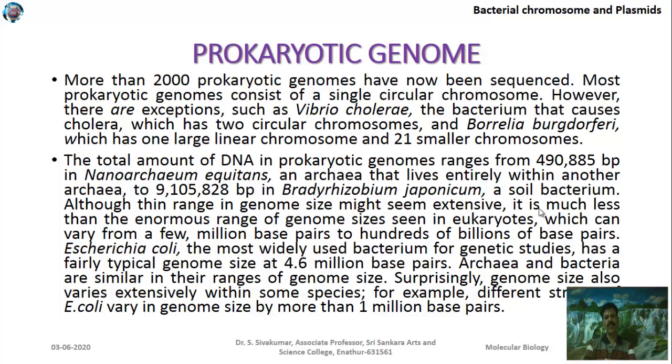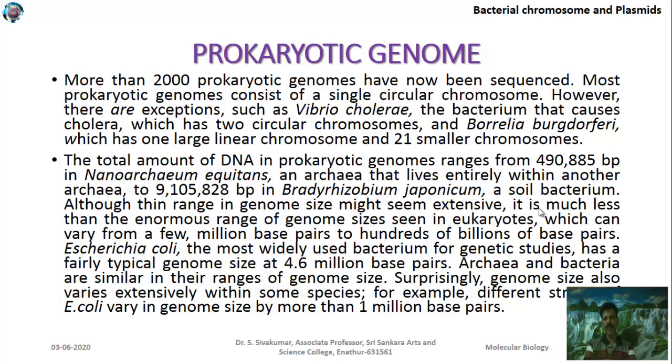In a few cases, you can see some exceptions, like in Vibrio cholerae, which has more than one circular DNA. Similarly, Borrelia burgdorferi has one larger linear chromosome and 21 smaller chromosomes. So these are a few exceptions, but more than 90% of prokaryotic organisms have a single circular chromosome, considered to be the prokaryotic genome.